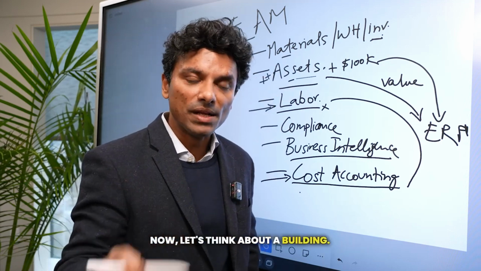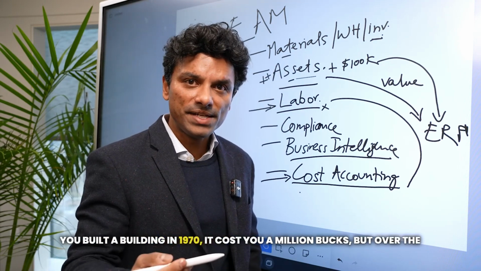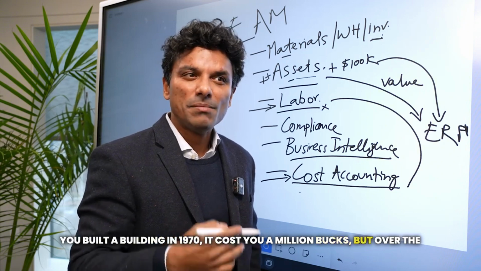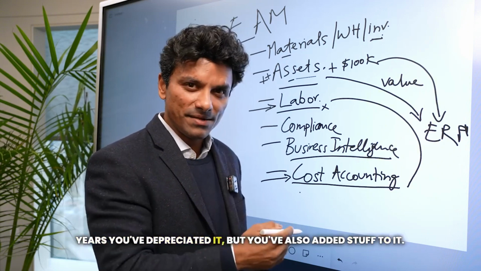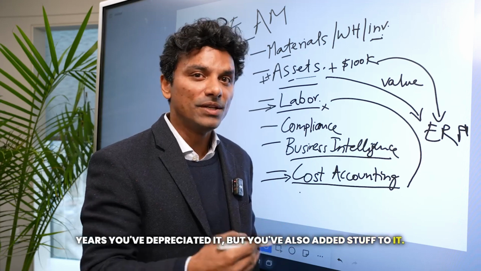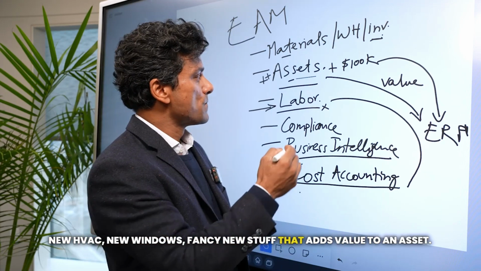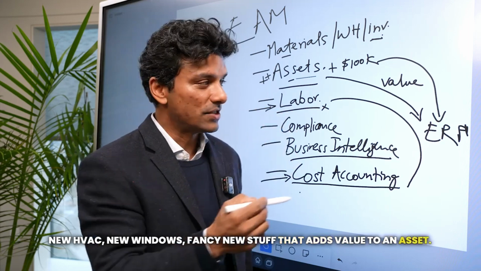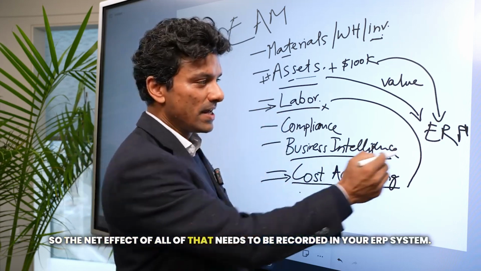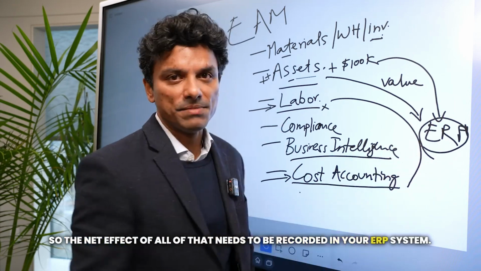Now let's think about a building. You built a building in 1970, it cost you $1 million, but over the years you've depreciated it, but you've also added stuff to it. New HVAC, new windows, fancy new stuff. That adds value to an asset. So the net effect of all of that needs to be recorded in your ERP system.